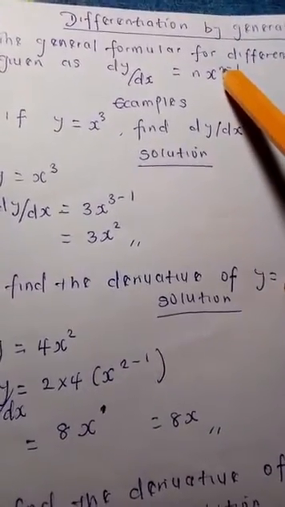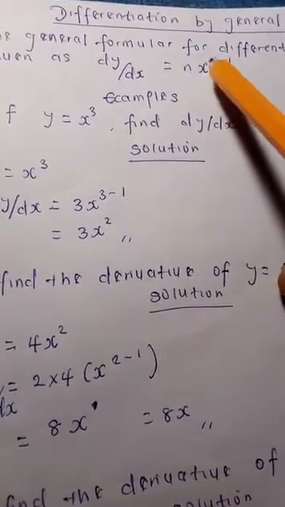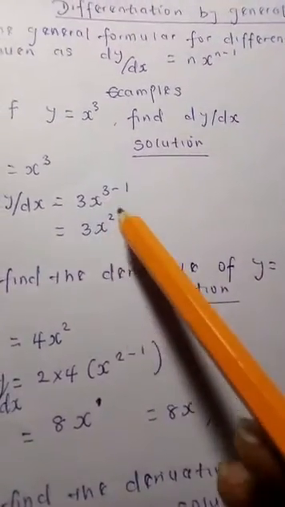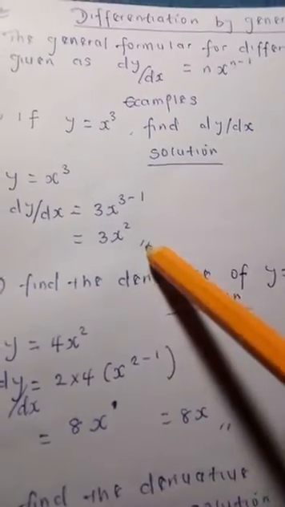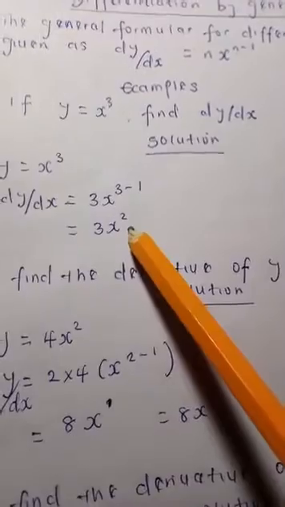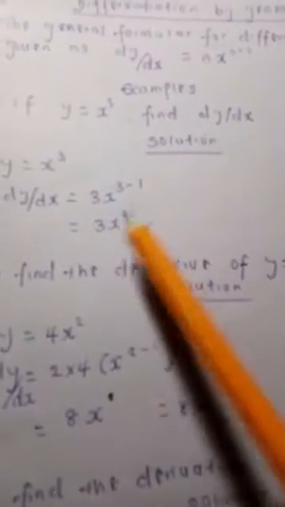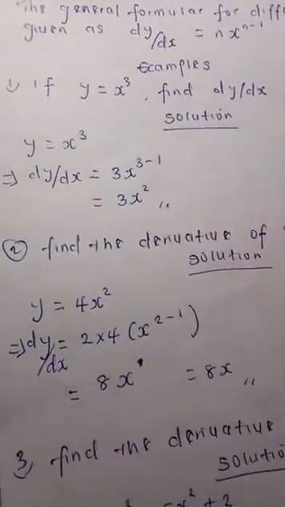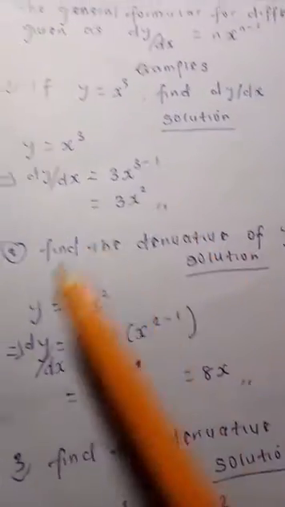Here is 3, so 3 will come down, then 3 minus 1. I hope you understand. We're using the formula, so we have 3x raised to power 2. That time we used first principle, but now we use the formula, so it's easier for us. And you see that we got the same answer as the first principle in the last class. If you've not watched the last class video, please watch it before watching this one.